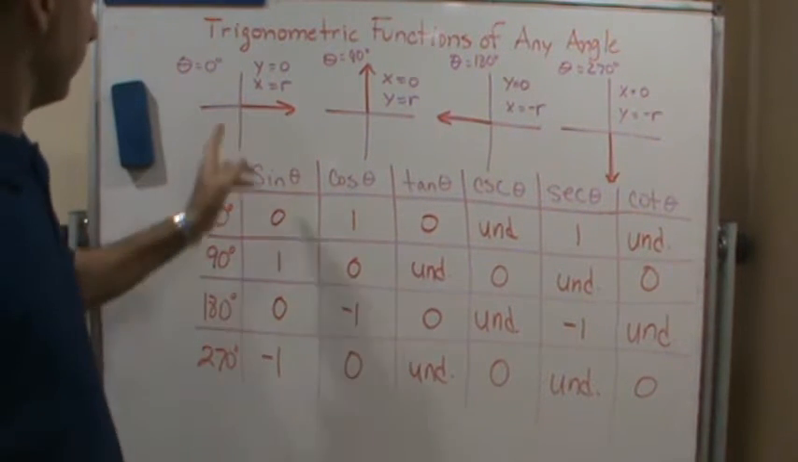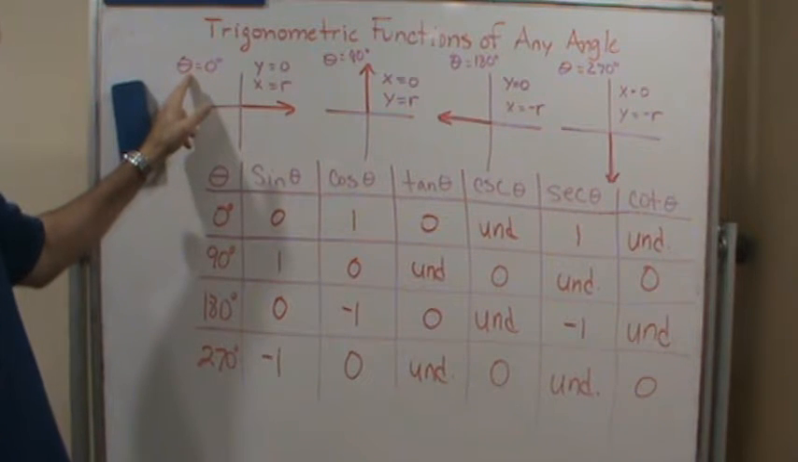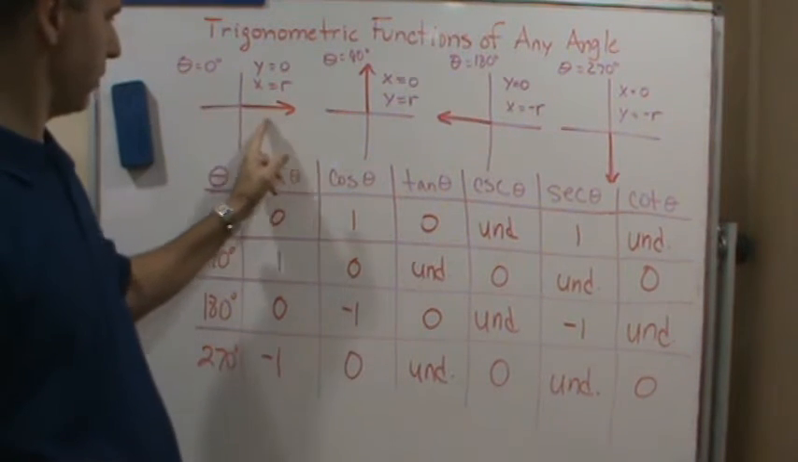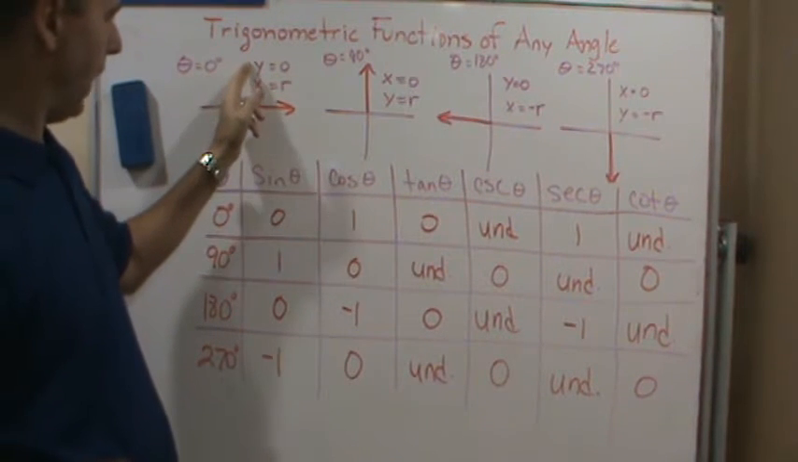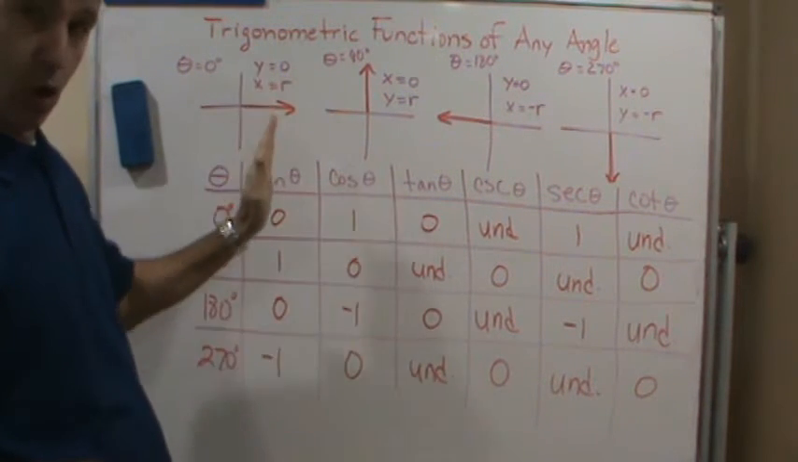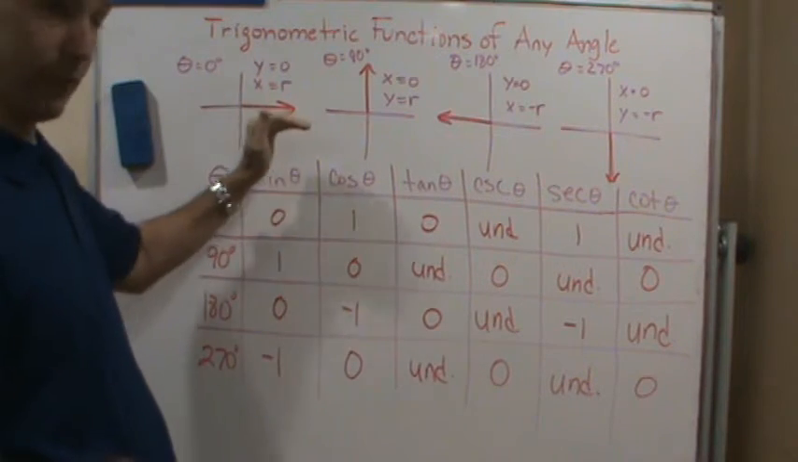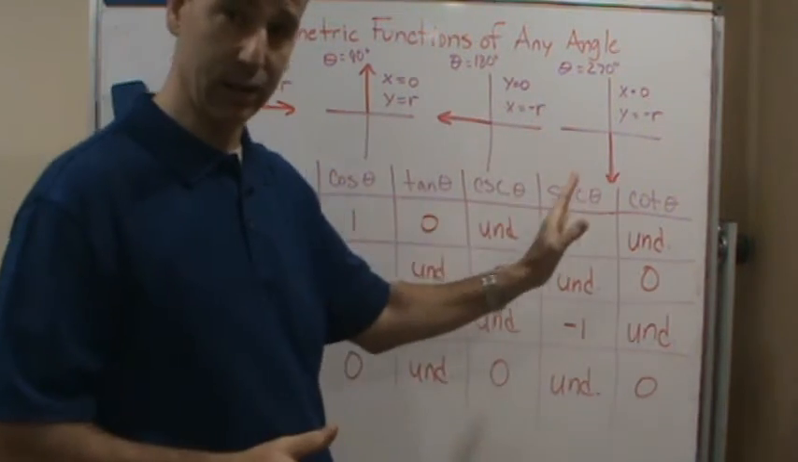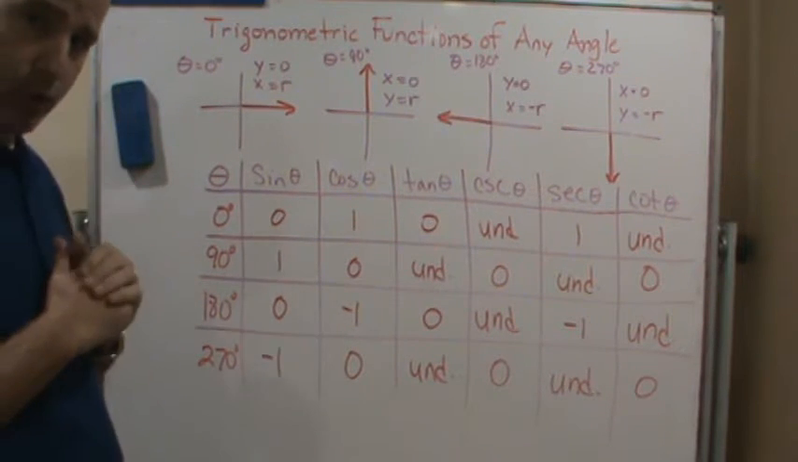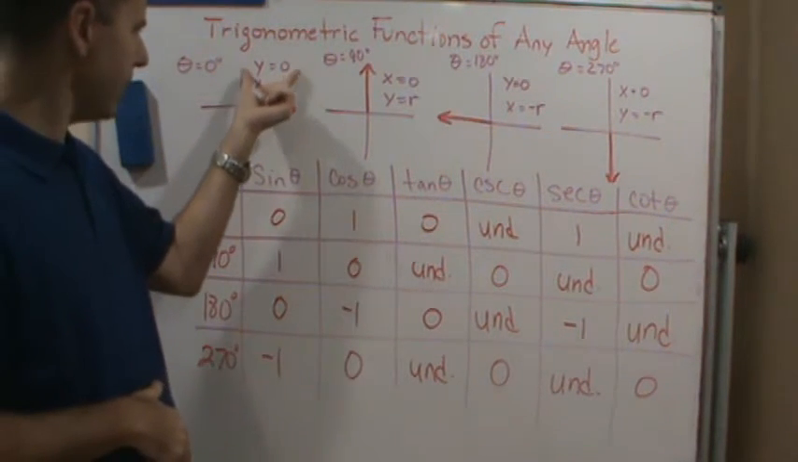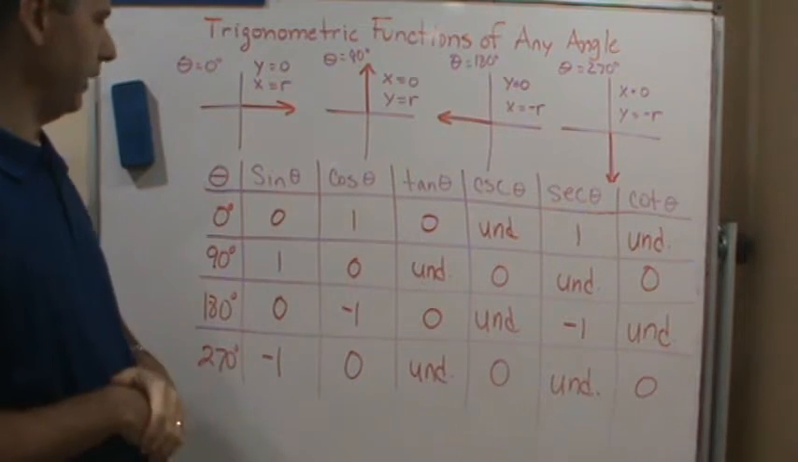Now notice that I wrote up here, when theta is equal to 0, so here's the 0 degree angle. When theta is equal to 0 degrees, y is equal to 0. So there's no y, so you don't have a triangle. For all of these, you don't have a triangle, so you just have to think in your mind what's going on here. Well, y is 0 and x equals r in this case.